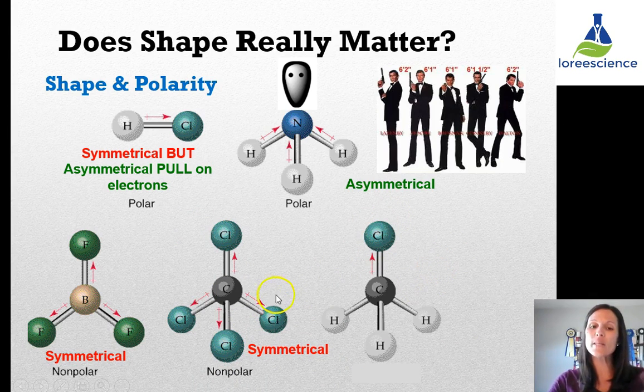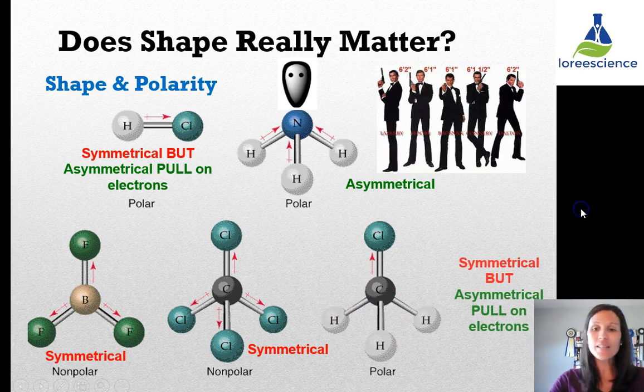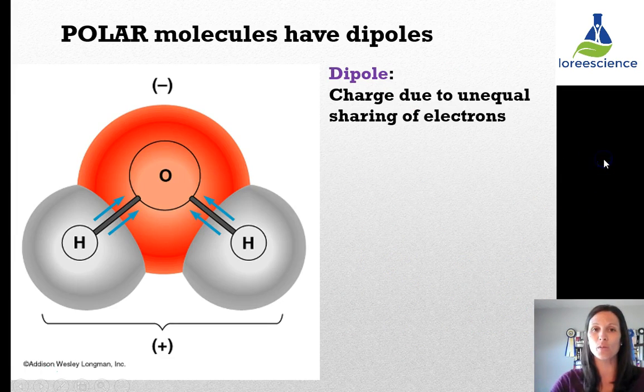Now we look at this last one and we say, well, it's the same shape as that, so it has to be non-polar. Not so quick. We have to take a look at the elements. They are not the same. So the fact that chlorine has a much stronger pull than the hydrogens, even though it is symmetrical, means they have asymmetrical pulls on the electrons, making it a polar molecule.